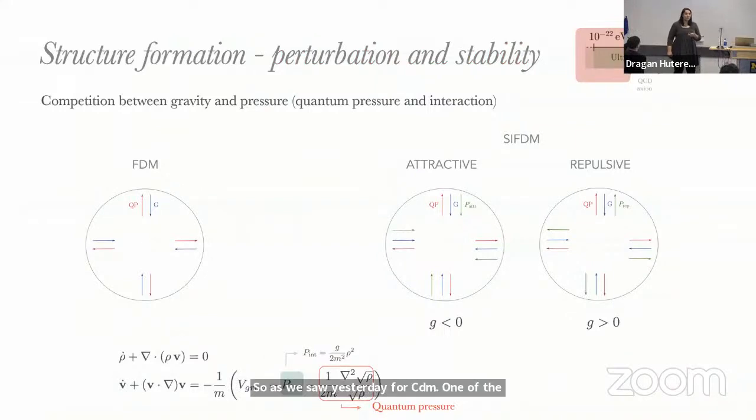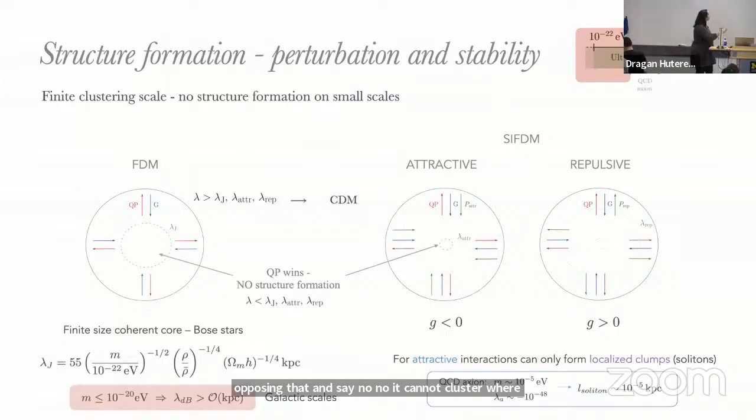As we saw yesterday, one of the properties of CDM is that it clusters on all scales. It has a sound speed of zero, so it has an infinite de Broglie wavelength. Oh, sorry, Jeans length. But what happens when I have quantum pressure, something that is going against gravity? The Jeans theory is then the following. While gravity is trying to make things cluster, quantum pressure is opposing that and saying, no, no, no, you cannot cluster. Where those two are in equilibrium, I have my Jeans length. So when quantum pressure is in equilibrium with gravity, I can define a Jeans length. Inside the Jeans length, I have no structure formation. Right? Sorry, I just said it the wrong way for CDM. I'm so sorry. For CDM, you have zero Jeans length, right?